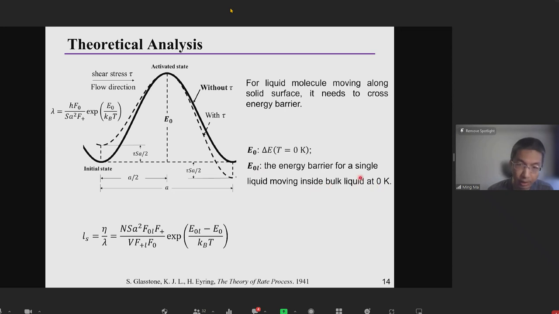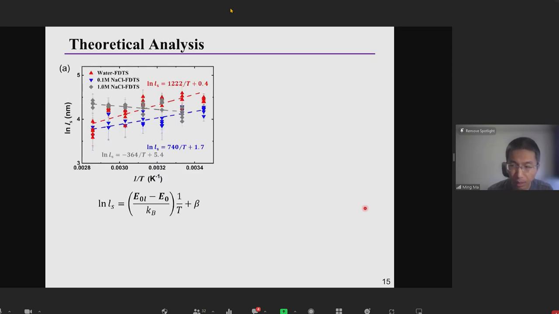And with this, we can further write it in this form, which seems to be very simple. And with these equations, we can do fitting, right? So this is the figure we already showed. And if we use this equation and fit this data set, it shows a very nice linear dependence, and we can get the value of the difference between the two energy barriers.